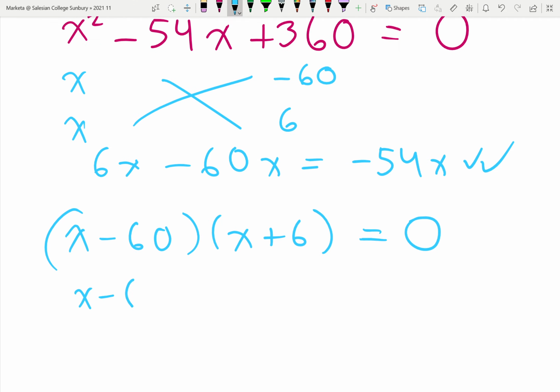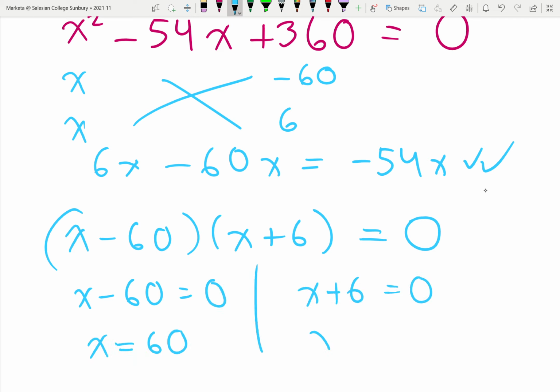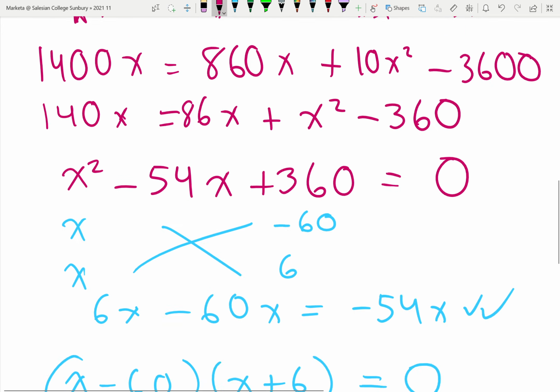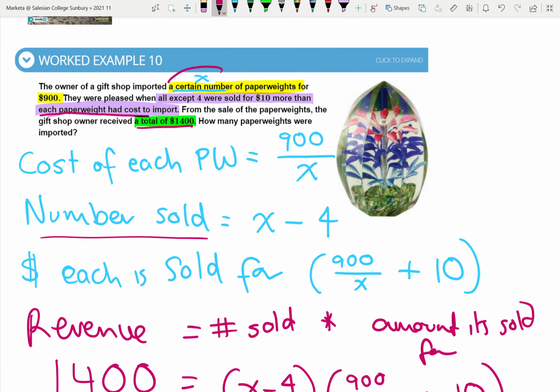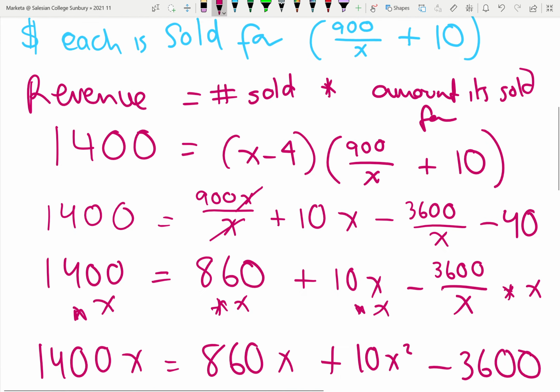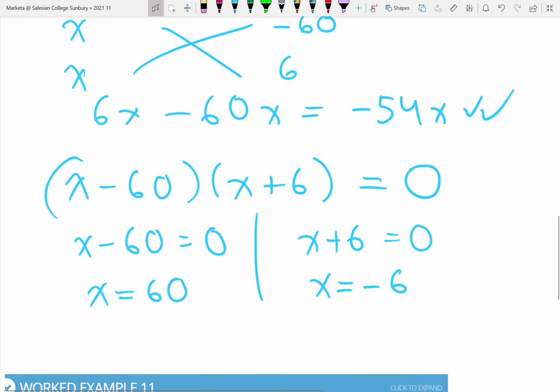So x minus 60 equals 0. That means x equals 60. And x plus 6 equals 0. x equals negative 6. So remember, now we have to think what x is actually referring to. And if we look back, we said that x is the number of paperweights. So, well, you're not going to have a negative number of paperweights, so this one we can reject because it's outside of the practical domain. So we can say that, well, x is going to equal 60 there. And that will be that.